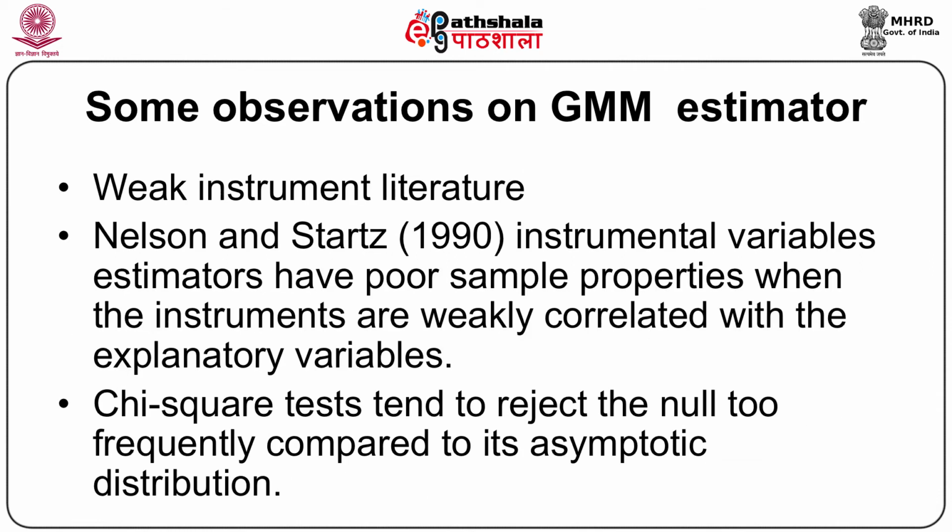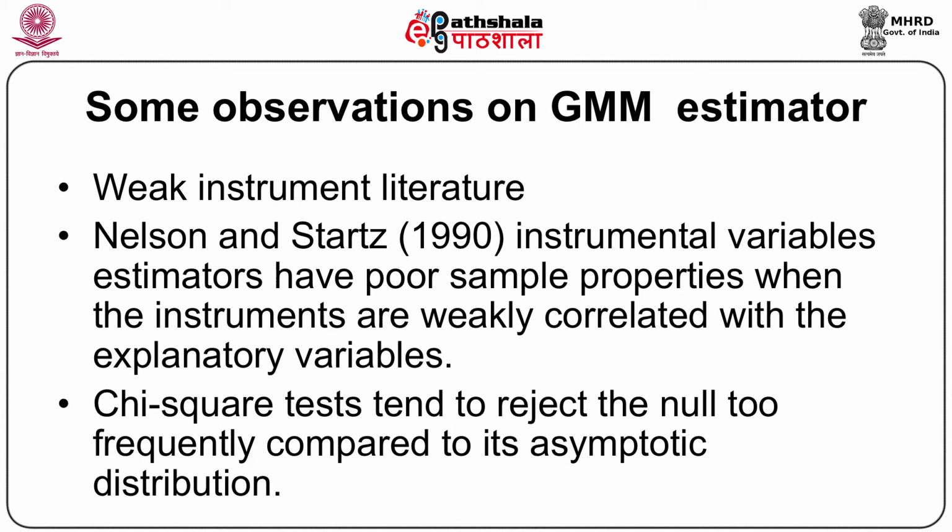There is a weak instrument literature. Nelson and Startz 1990 considered that the instrumental variable estimator has poor sample properties when the instruments are weakly correlated with the explanatory variable. So, if you have a weak correlation of the instrument with the explanatory variable, as suggested by Nelson and Startz 1990, you see that the instrumental variable estimator has poor sample properties.